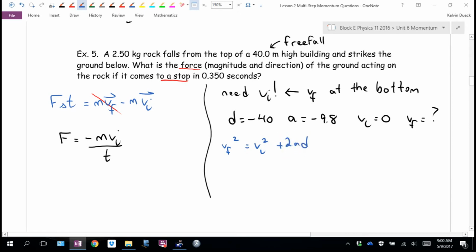Yeah. Oh, and Mike, I can do that because VI is 0. Okay. Now you got to be careful. We're using VI differently over on the left-hand side. VI on the left-hand side of my momentum equation is the impact initial velocity, which is going to be VF on the right-hand side. We've done a few like this before, where our final became an initial when we moved to the next step. How to get rid of the squared?